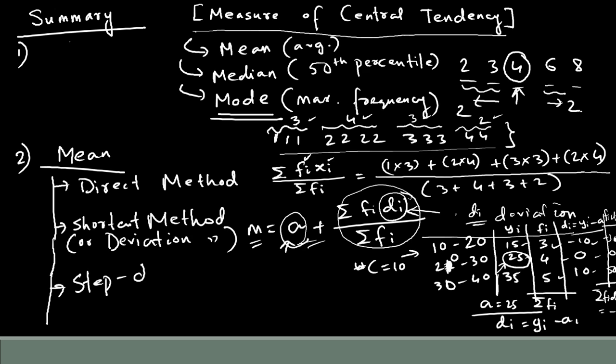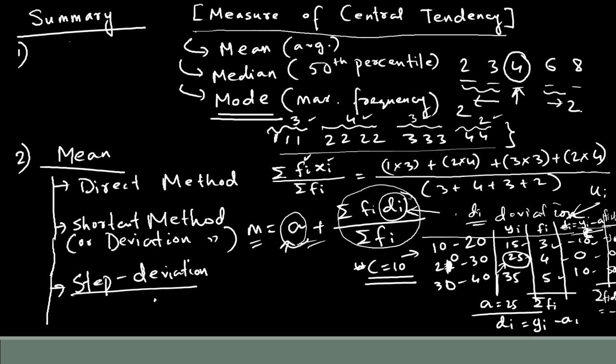It is very similar to the shortcut method, only one difference is there. Let's take this problem only. Here your class width is c, right? Instead of di, where you did yi minus a, here you will divide it by c. That is one of the differences. And let's say you mark it not as di, in step deviation you will call it ui, just a symbolic change, so that it is different from shortcut and step deviation.